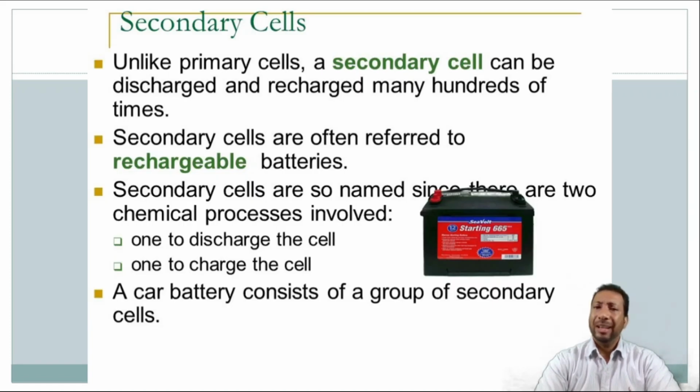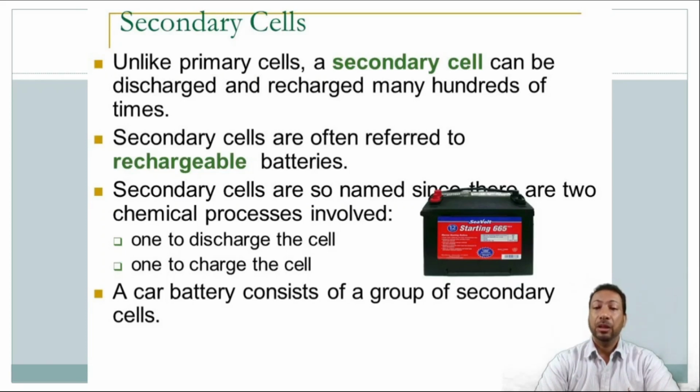Secondary cells, unlike primary cells, can be discharged and recharged many hundreds of times. Secondary cells are often referred to as rechargeable batteries. Secondary cells are so named since there are two chemical processes involved, one to discharge the cell and one to charge the cell.